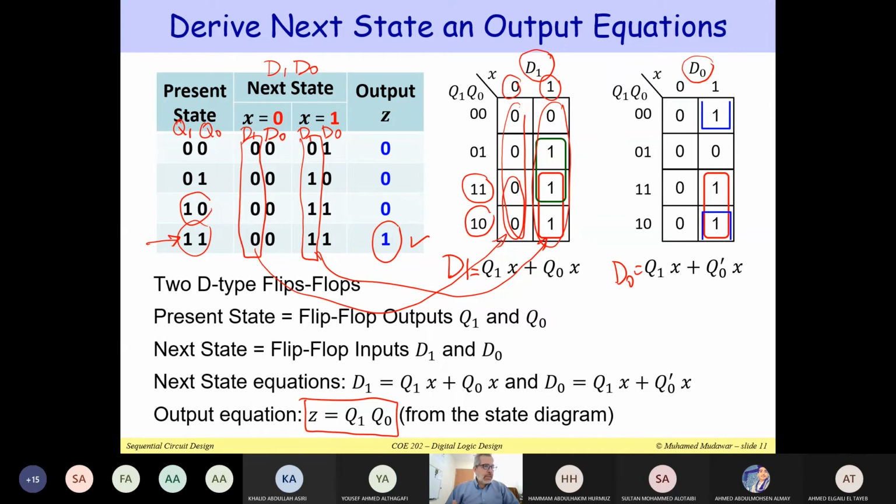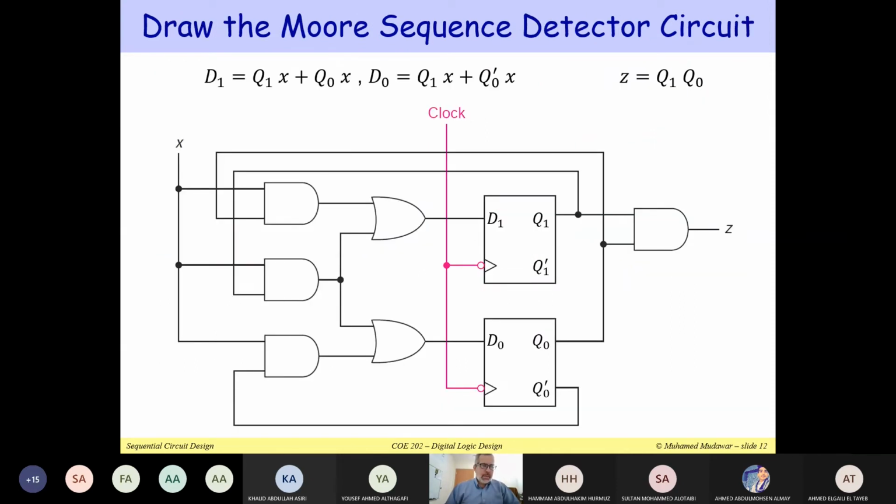So we have the equations. Now, once we have the equations, we can easily draw the circuit diagram. That's what we are after. So when we would like to design, I would like to obtain the equations and the state diagram, and then we are done. So notice that I have two flip-flops. These are D-type flip-flops. The inputs are D1 and D0. The outputs are Q1 and Q0.